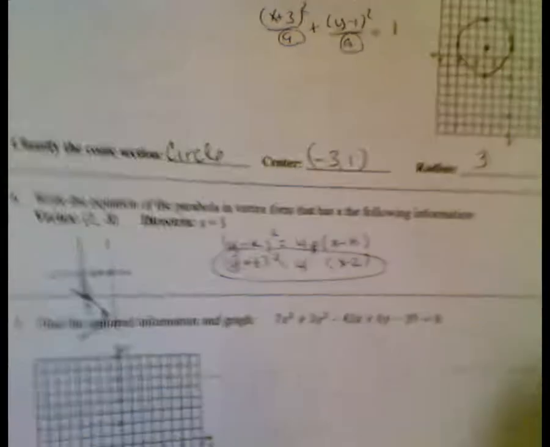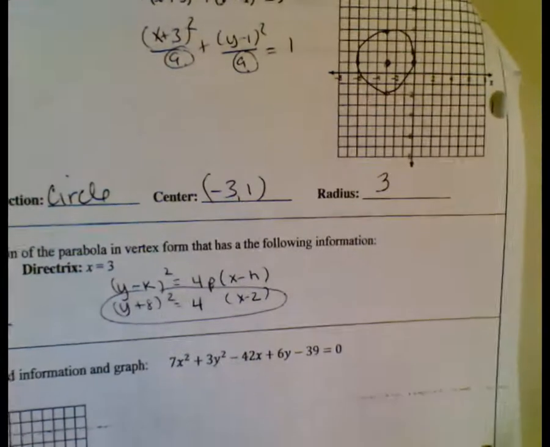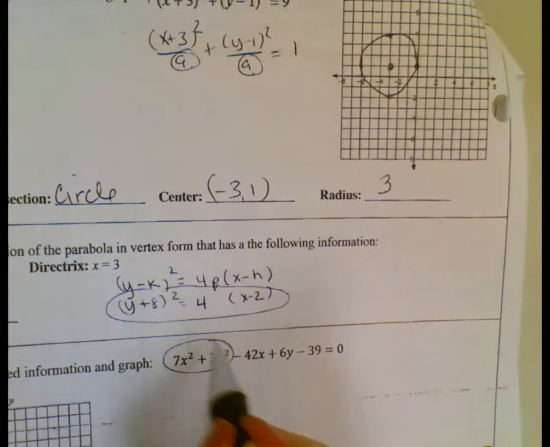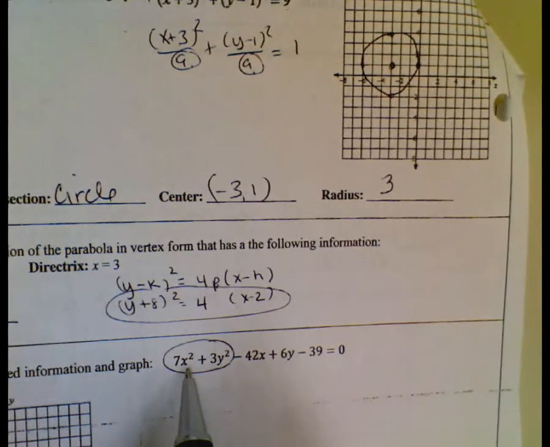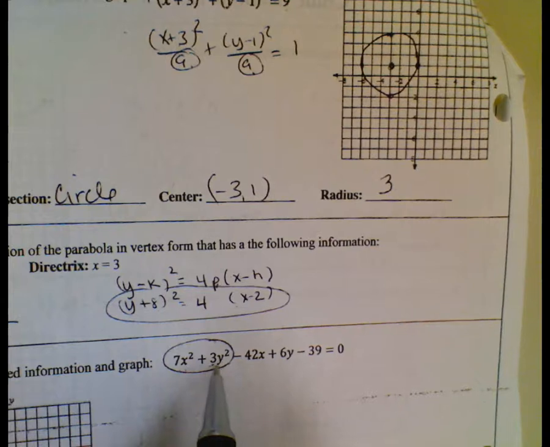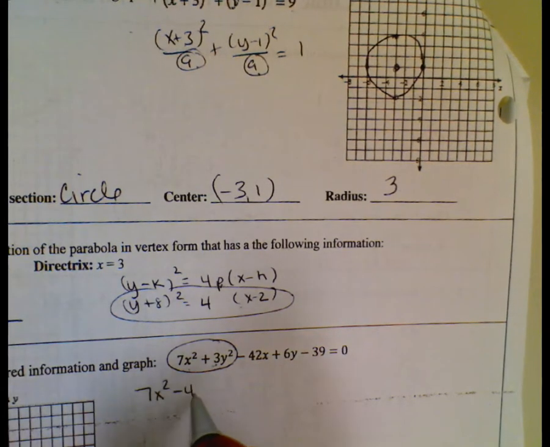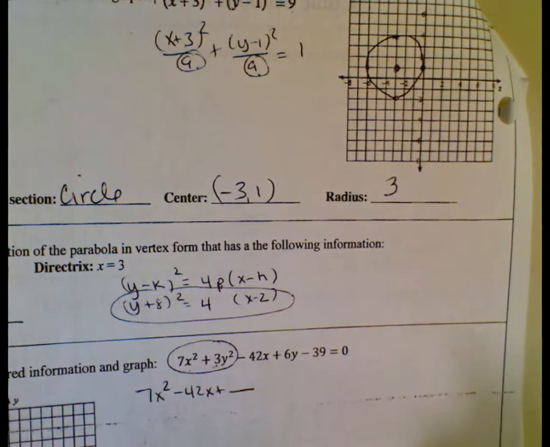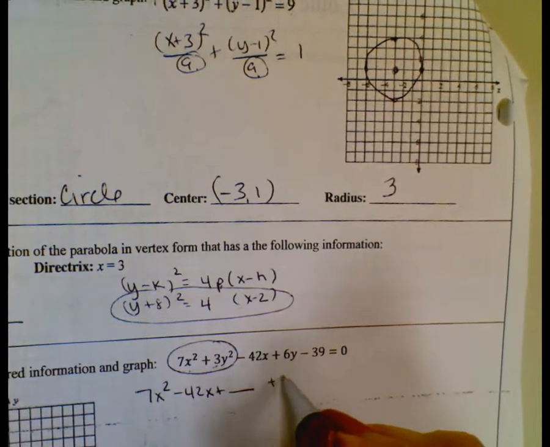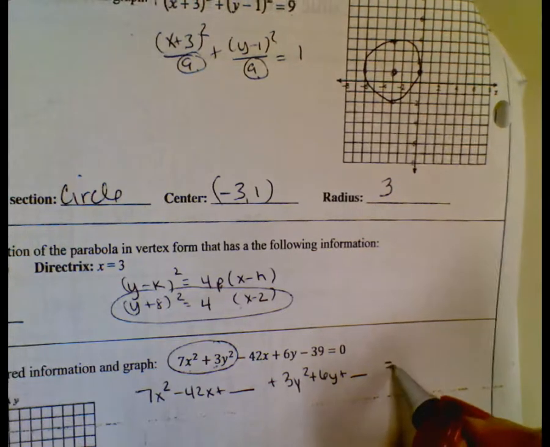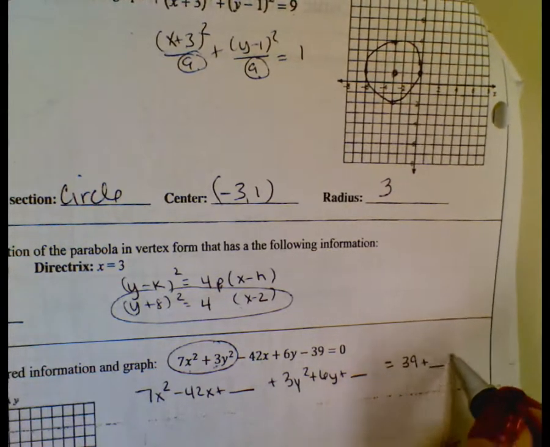7. Find the required information and graph. So now we're going to complete the square. I can tell you right now, because of these two terms, this is an ellipse. Because the coefficients of x squared and y squared are both different and they're both positive. And because you have two square terms, it's an ellipse. So to complete the square, we're going to group our x's, leaving space for a third term. We're going to group our y's, leaving space for a third term, and we're going to add 39 to the other side.